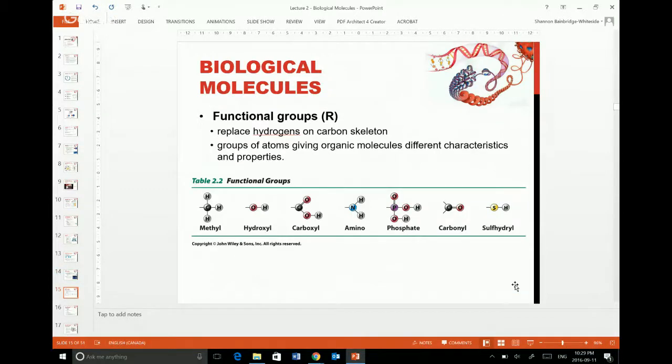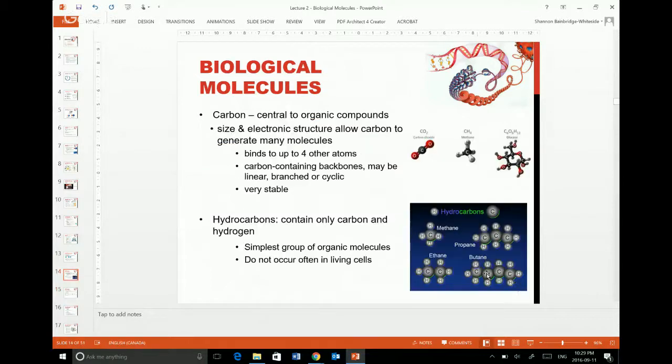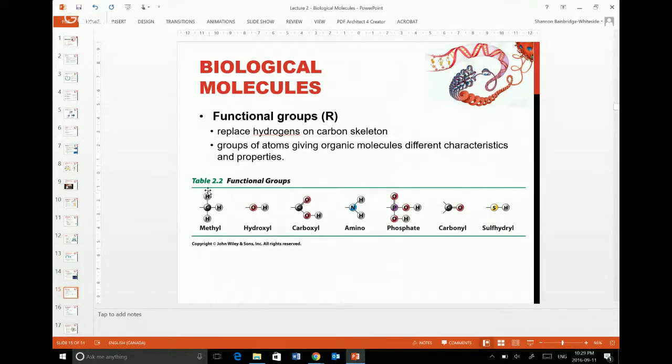Instead, in biological systems, if you look again at some of these chains, some of these hydrogens are actually replaced by functional groups. Those functional groups could be any of those that are seen here. As you can see, for the most part, these functional groups have polar atoms involved in them, so they're allowing these molecules to actually interact with one another in one way or another.